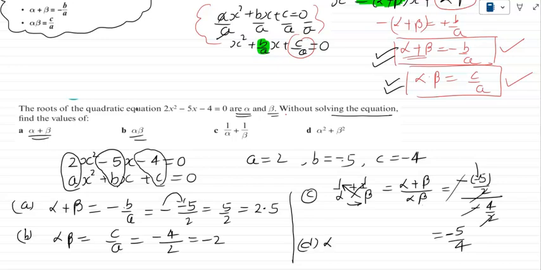And the last part is the D part. The D part is alpha square plus beta square. Now you need to ask yourself how you can convert this alpha square plus beta square into a combination of alpha plus beta and alpha beta. You have 1 minute to think. You can use a whiteboard or exercise book and just let me know.